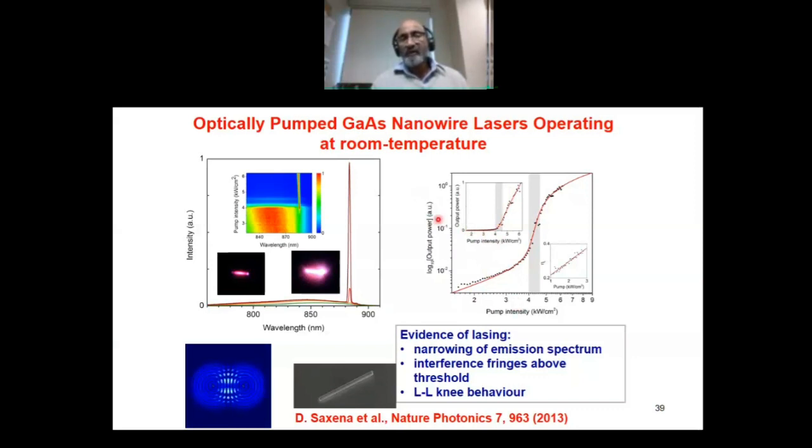And then the log-log plot of the output versus input pump intensity shows the S-type behavior and the narrowing of line width. And also you can see these beautiful coherent interference fringes taking place because of the two coherent dipoles that are emitting from both ends of the nanowire. In fact, Bruce Saxena has simulated this particular nanowire, and it's matching very well with what's been experimentally measured. And these were the first gallium arsenide nanowire lasers operating at room temperature, which are optically pumped. He published his work about 7 to 8 years back or so.